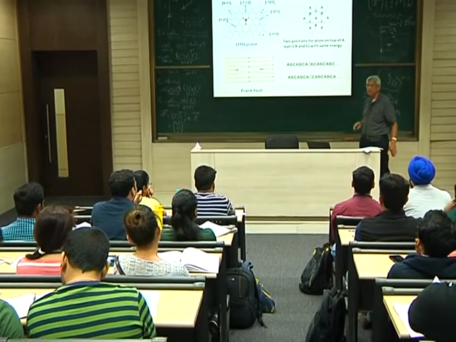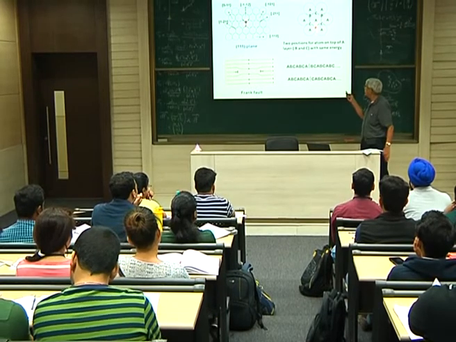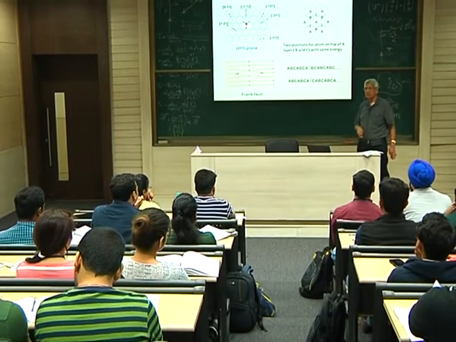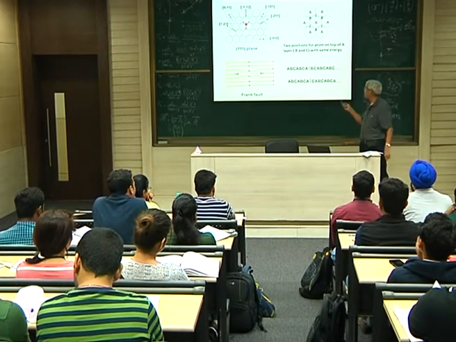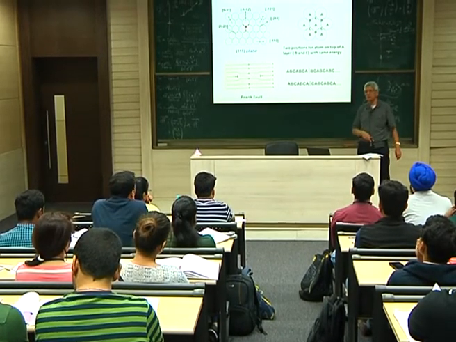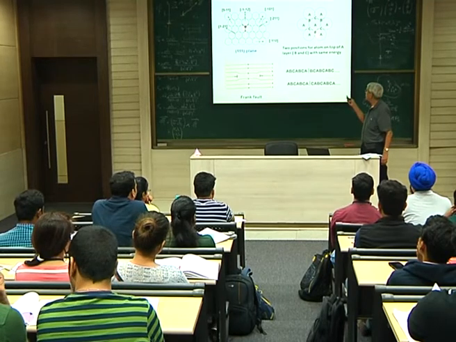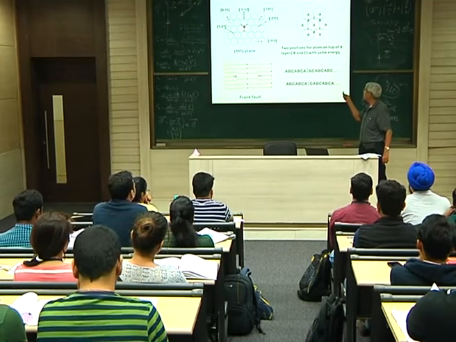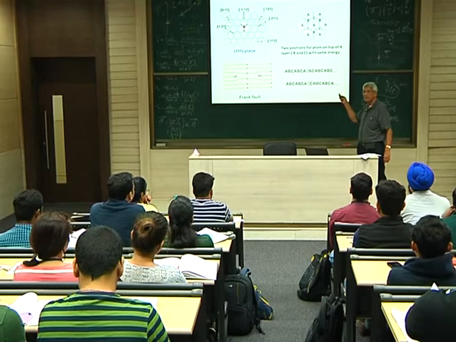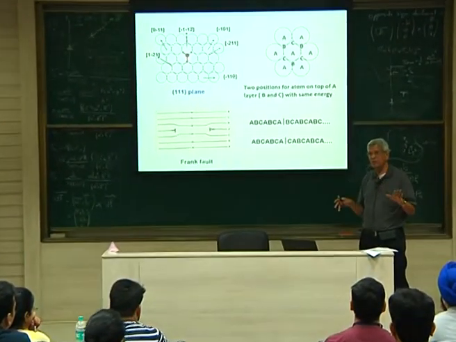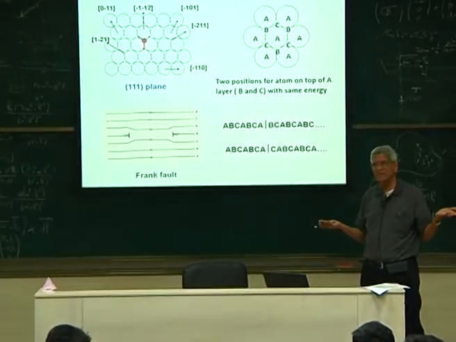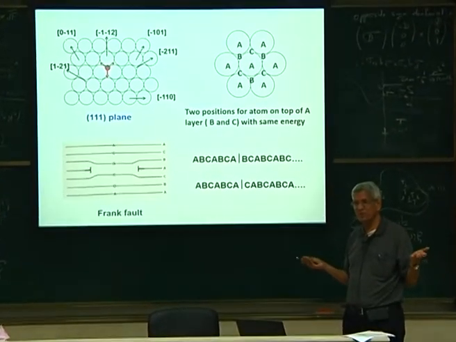Why is that not possible? Because even though both the positions are possible, the same atom cannot occupy these two positions simultaneously. If it occupies this position, it has to go to the same layer. That's not possible. That's the way it happens. But the probability, if you look at it thermodynamically, it has a choice to choose.